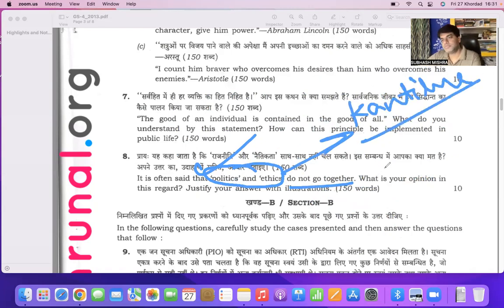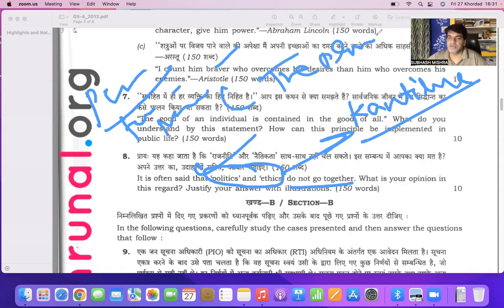Kautilya. This is Kautilyan. You write in philosopher, Kautilya versus Machiavelli. Machiavelli, what? The Prince. Right? And Kautilya's Arthashastra. Kautilya's Arthashastra talks about politics and ethics not going together. Why does he talk like that? Politics and ethics do not go together?